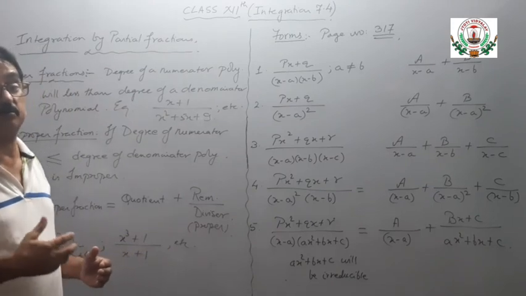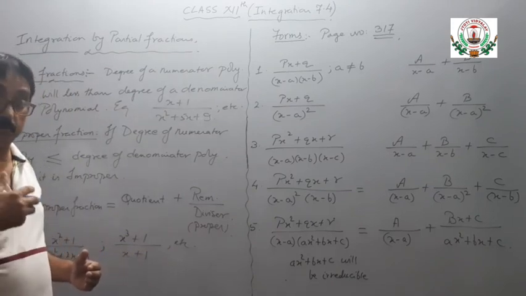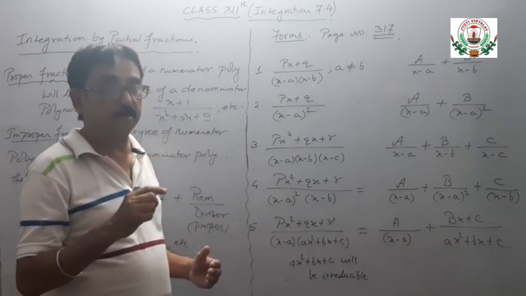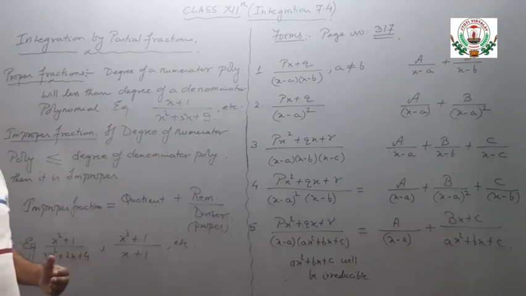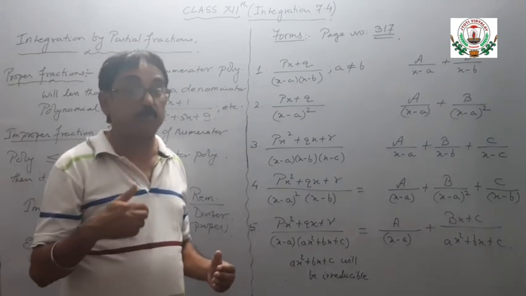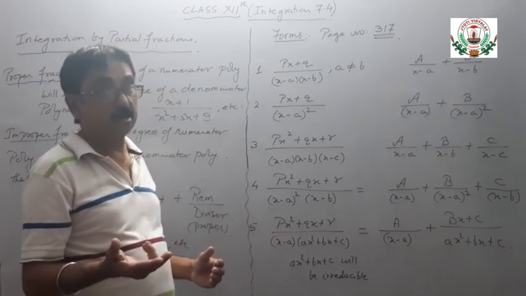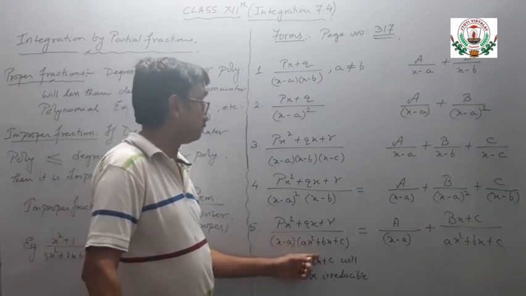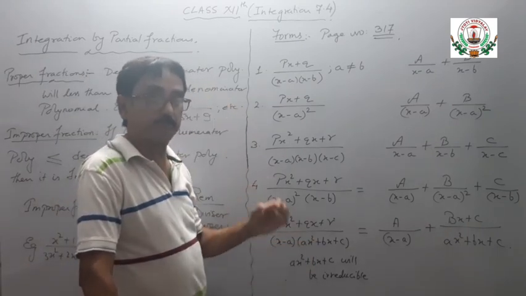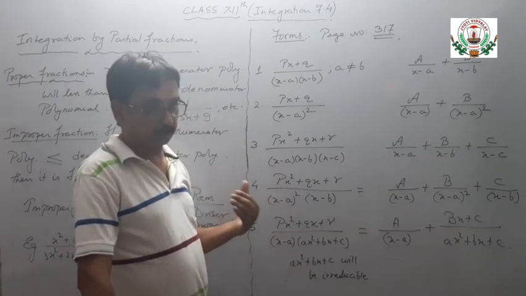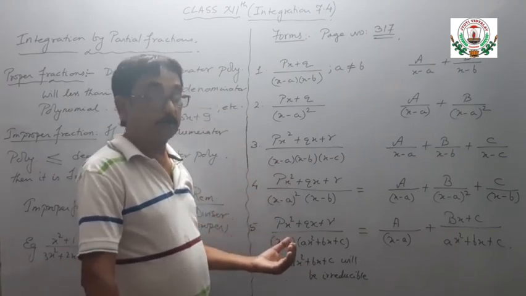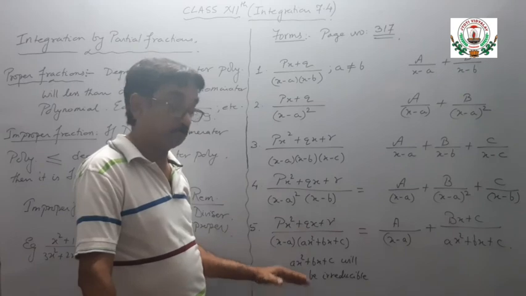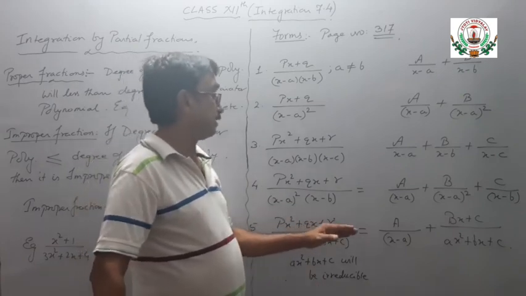If it is x square plus 3x plus 2, it can also be factorized by splitting the middle term: x square plus 2x plus x plus 2. It can also be converted to a product of two linear factors. So be careful in such cases. If the quadratic factor in the denominator is not factorized by splitting the middle term, or by application of any formula, or by taking a common term, if it is not factorized, then only you have to write down.